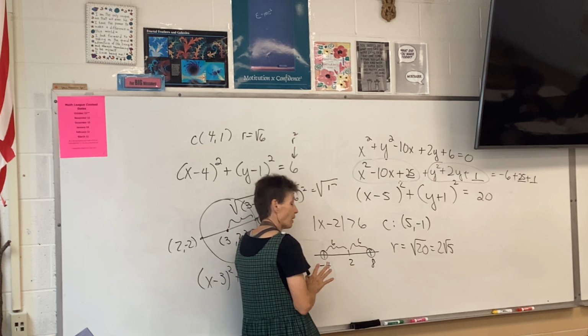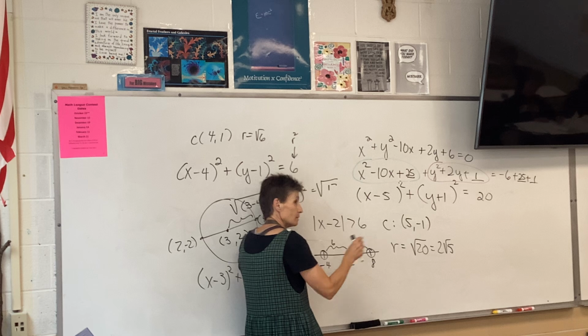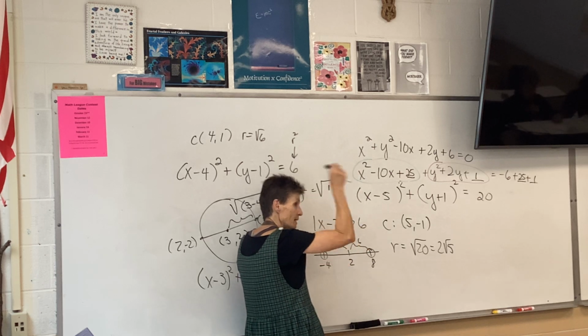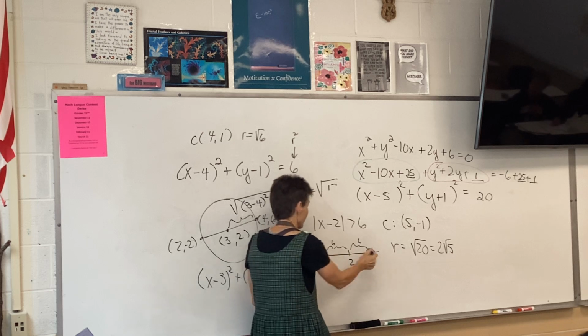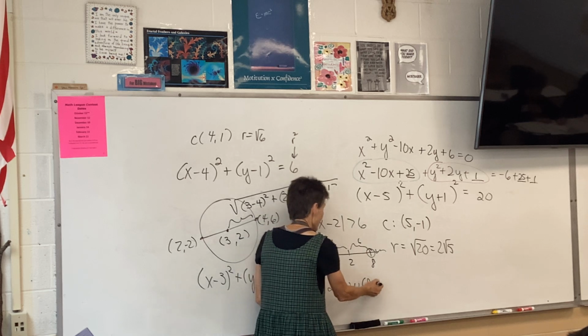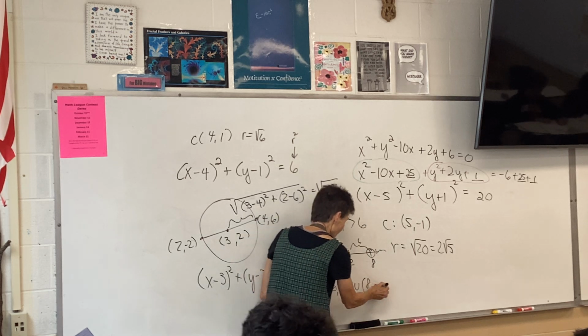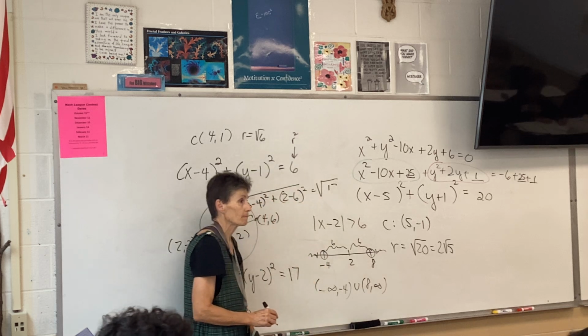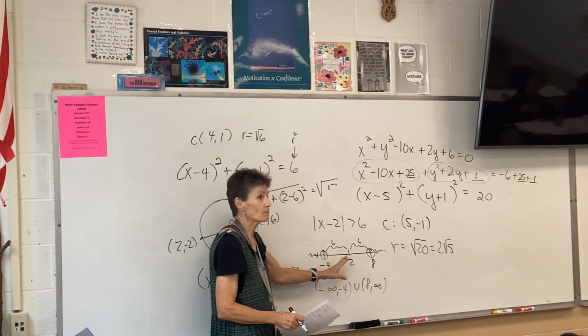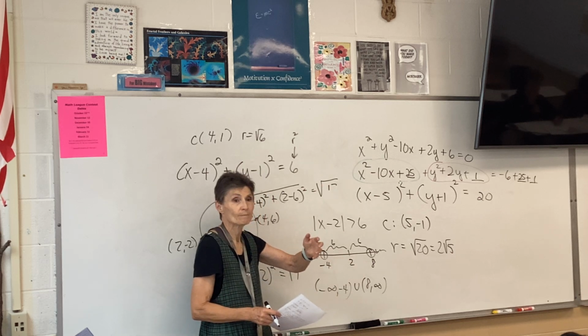Now I gotta decide where I'm gonna shade. Greater than means I'm gonna shade out. So my answer is negative infinity to negative 4, or 8 to infinity. Remember, that center number is not part of your answer. That center number is just where you start counting from, all right?